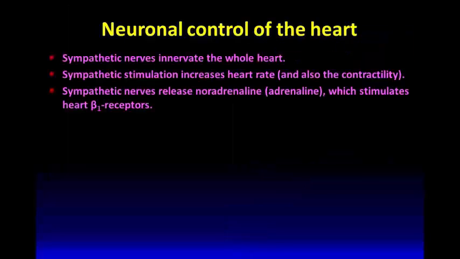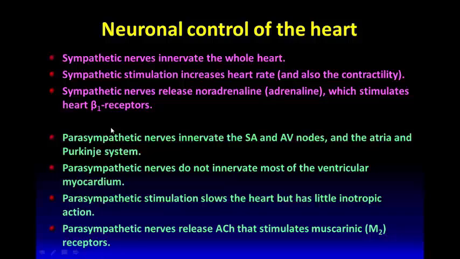So, sympathetic nerves innervate the entire heart, and when the sympathetic system is stimulated, the heart rate increases, and the contractility of the heart also increases, and we have described the effects of sympathetic stimulation and parasympathetic stimulation on contractility in a previous lecture. Sympathetic nerves release catecholamines, which are noradrenaline, norepinephrine, and epinephrine. These catecholamines stimulate the heart beta-1 adrenergic receptors.